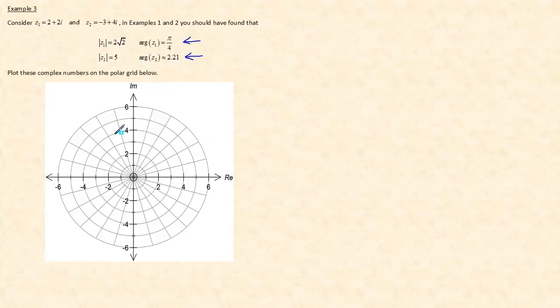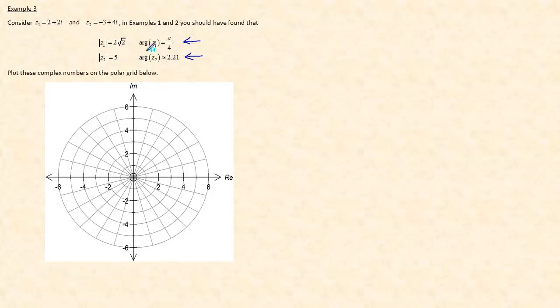Now, on a polar grid here, the circles represent a constant distance from the origin. So if we look at the circle that goes through 6, any complex number lying on there will be a distance 6 from the origin. And then we have these angles like so, and these are at 15-degree intervals. So 15 degrees, 30 degrees, 45, 60, 75, and then 90 when we get onto the imaginary axis.